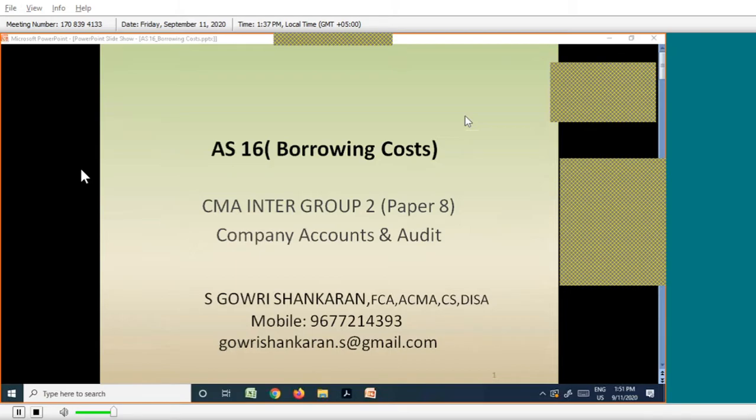So as per AS 16 borrowing costs, that is why AS 16 was introduced. The purpose is, if you are not able to generate revenue because the project is not completed, the mall is under construction, then you need not debit the interest expenses into the P&L account. Then what should I do?